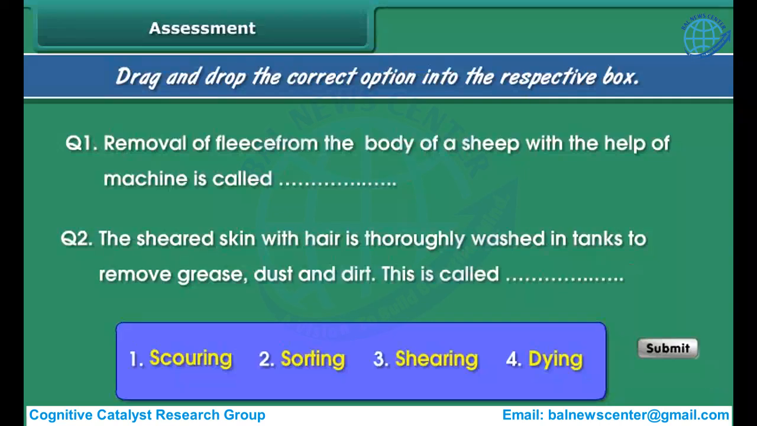It is time to check what you have learned. Drag and drop the correct option into the respective box.